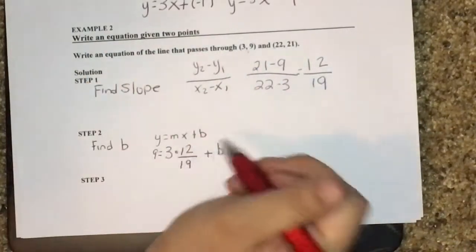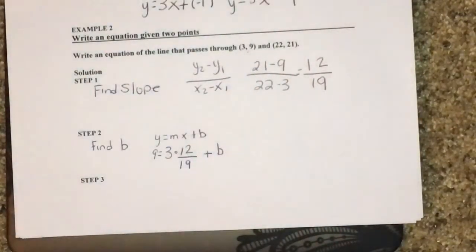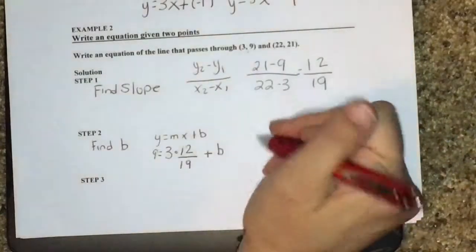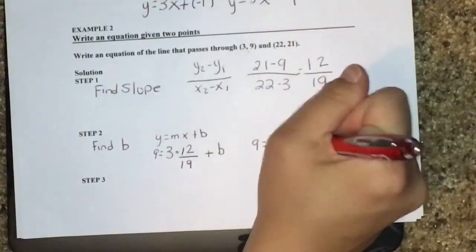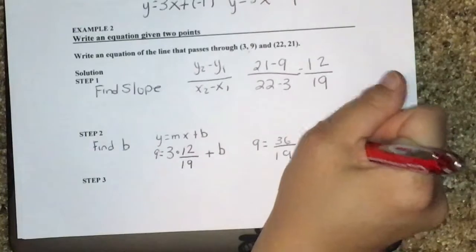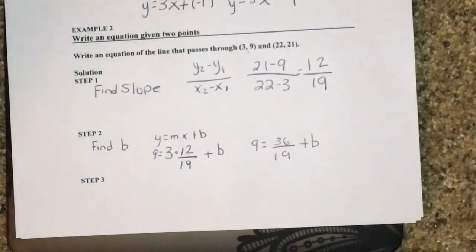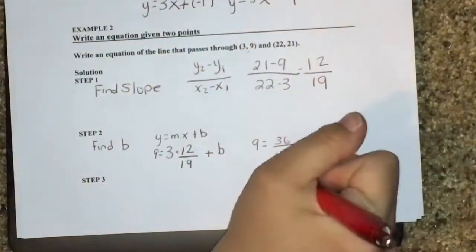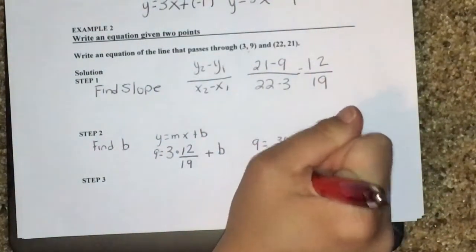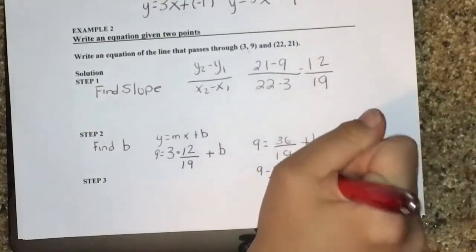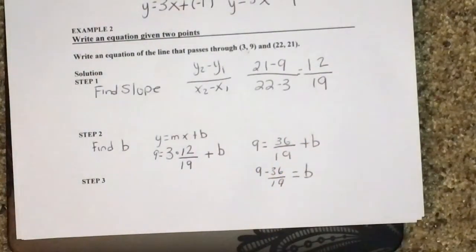So we need to simplify 3 times 12 divided by 19. 3 times 12 is 36 divided by 19. So we have 9 is equal to 36 over 19 plus b. So now, in order to solve for b, we need to subtract 36 over 19. So 9 minus 36 over 19 equals b.